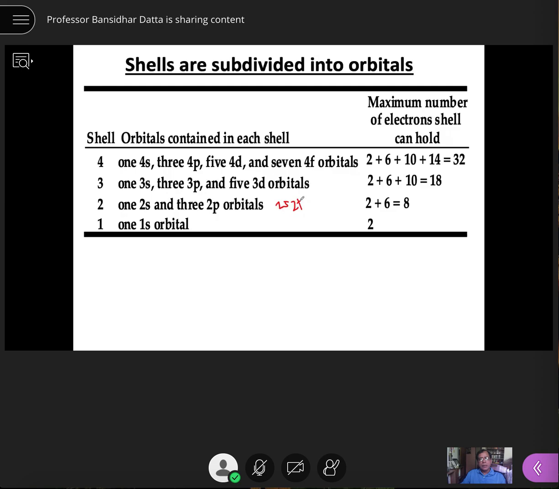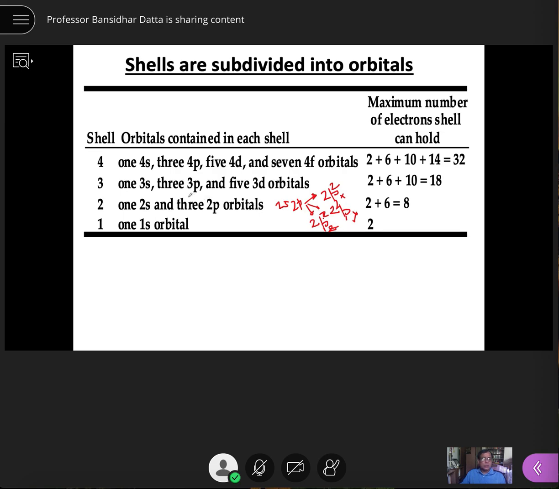2s and 2p. Now 2p can be distributed into 3: 2px, 2py, and 2pz. That's basically 2p. So we are basically reviewing it, right? Each and every one can hold 2 electrons: 2, 2, 2. So it's a rule of 2. And why do they do that? Because of the spin pairing.